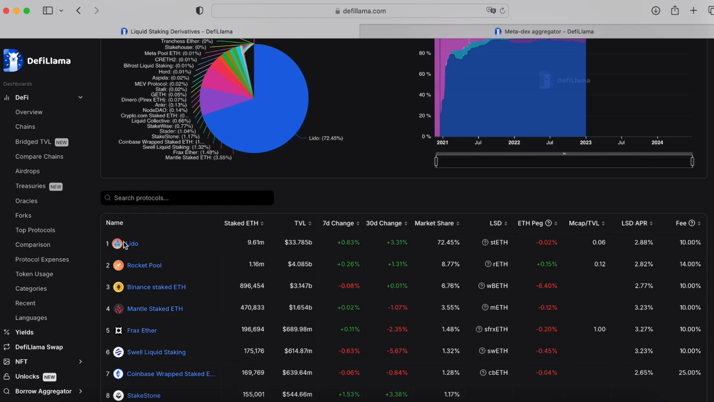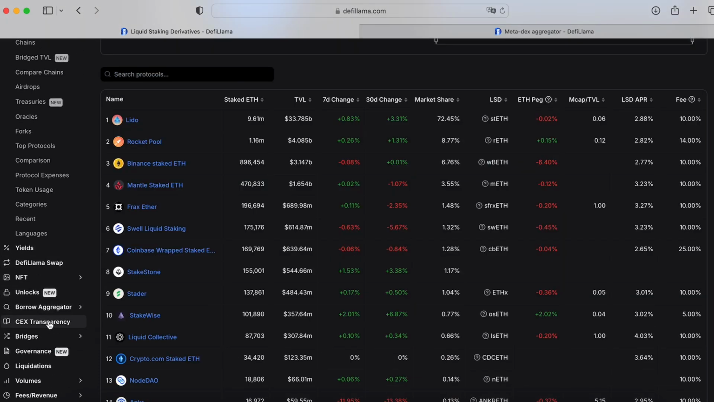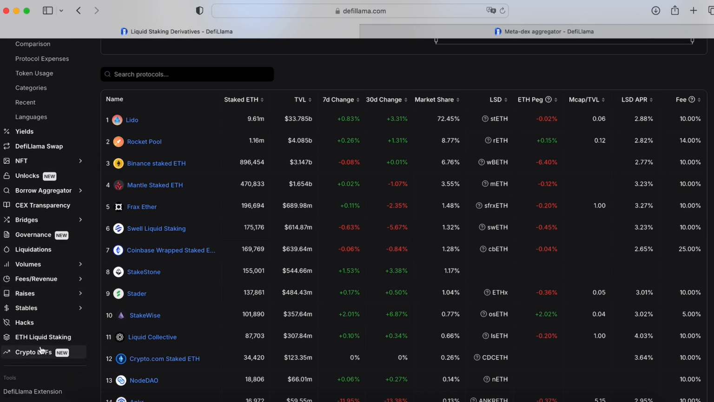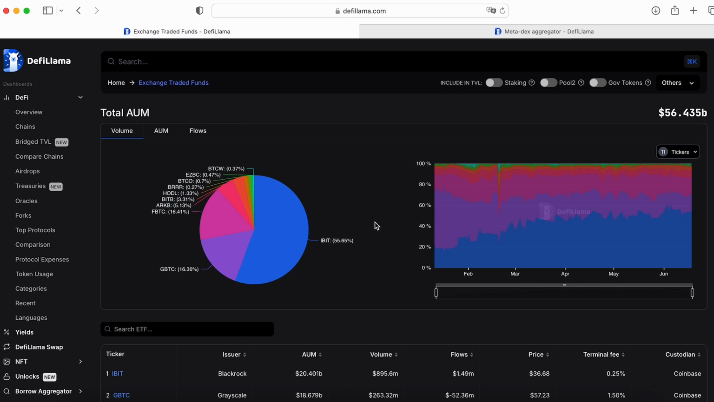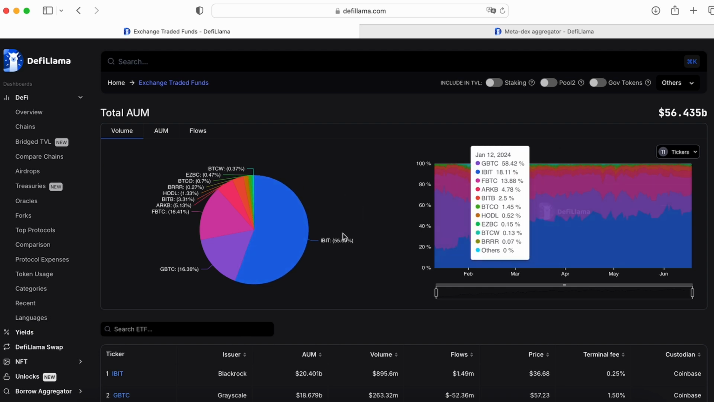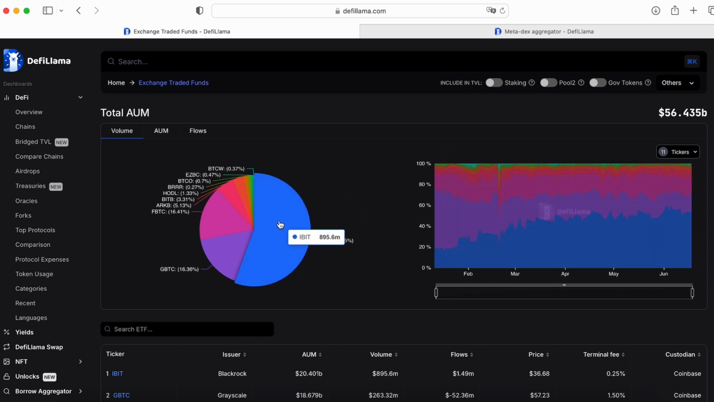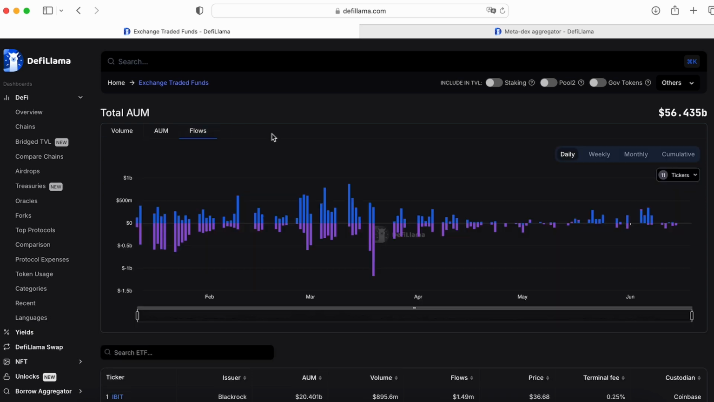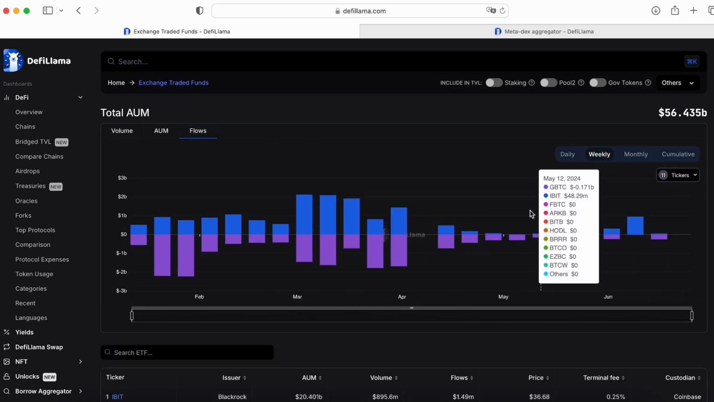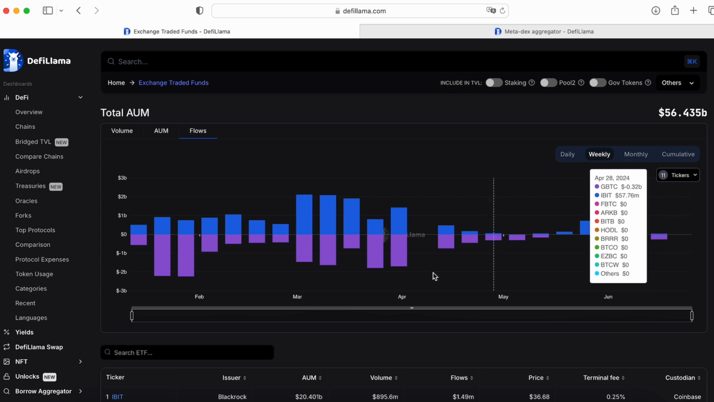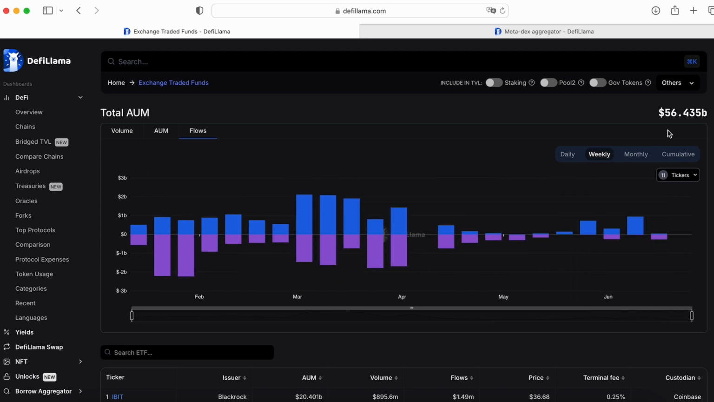Next one is Ethereum liquid staking, this one. And the last one is a brand new category, crypto ETFs. It's really useful for you if you track a Bitcoin ETF. I hope in the future, when they approve the Ethereum ETF, we'll see the data about Ethereum here. So this is a BlackRock ETF. You can track the volume, the money inflow and outflow, daily, weekly, monthly. For example, weekly, this was money inflow, money outflow. So we will not see only up, only money inflow.